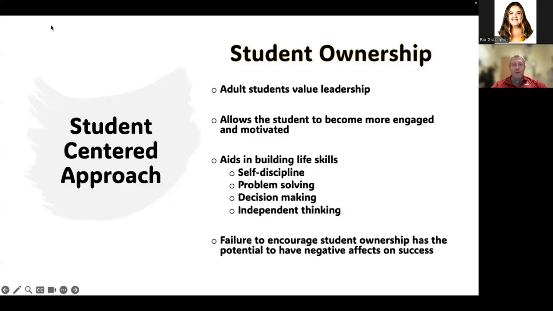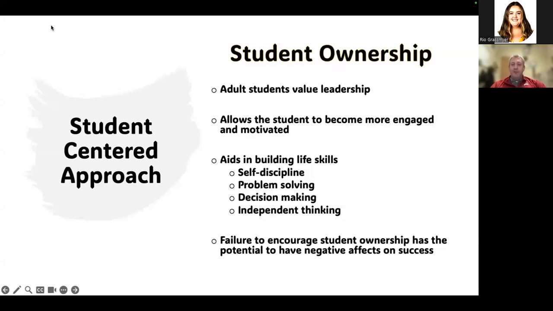Allow students to become more engaged and motivated, as this aids in building life skills. Yes, it is absolutely your responsibility to build life skills. That is our responsibility as educators. Self-discipline, problem-solving, decision-making, and independent thinking. These four things are what make an autonomous EMS clinician. If they have the self-discipline that you have built in them, the problem-solving skills and the decision-making capacity that you're building with them, and independent thinking, you have now built an autonomous, successful EMS clinician, someone that can go out and be a difference maker for your service.